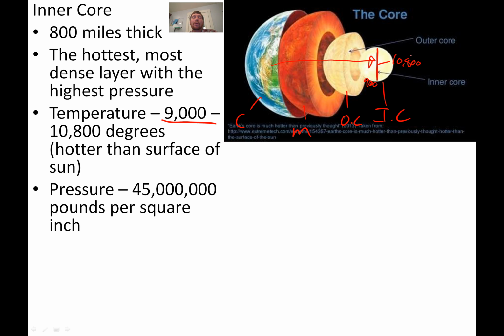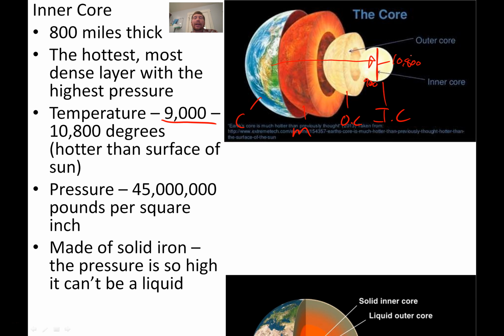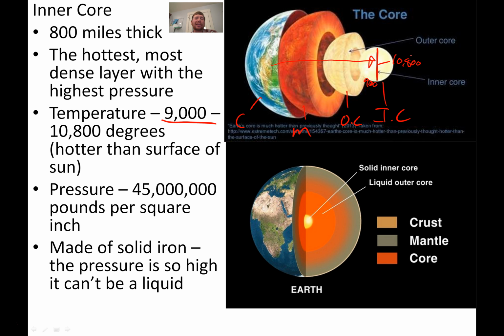Now the reason why that pressure is so intense is here's something about the inner core that's kind of hard to get your head around at first. The inner core is solid. It is made of solid iron. Well, wait a minute. I told you all the other layers, the outer core and the mantle, were liquid because it was so hot. So this is the hottest layer. Why is it solid?